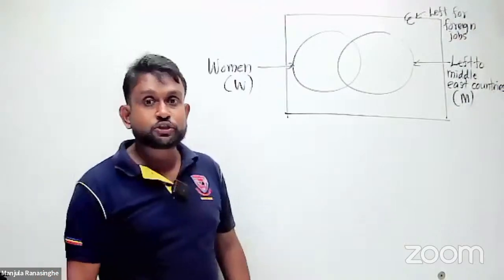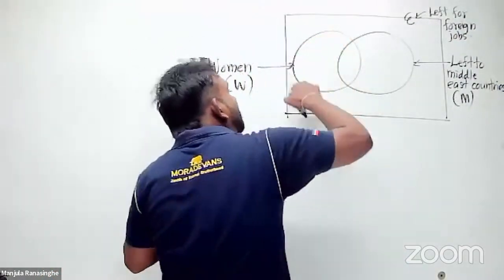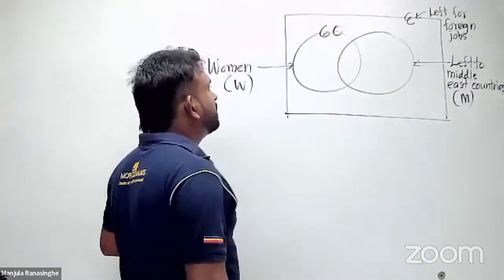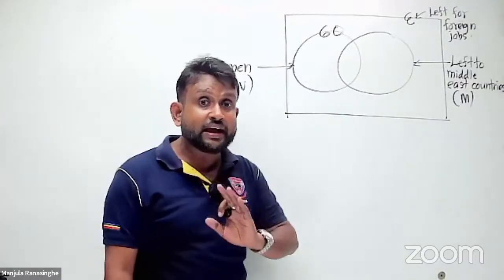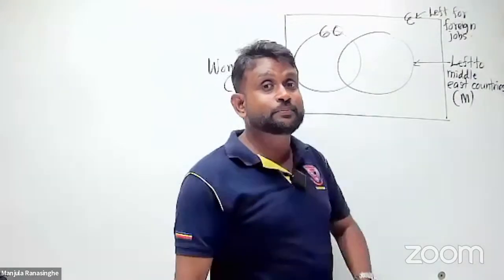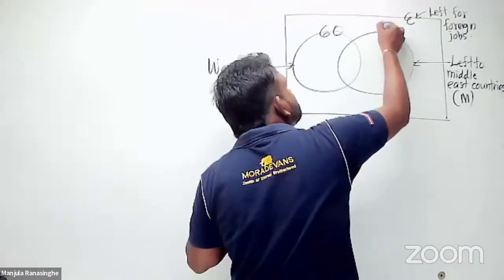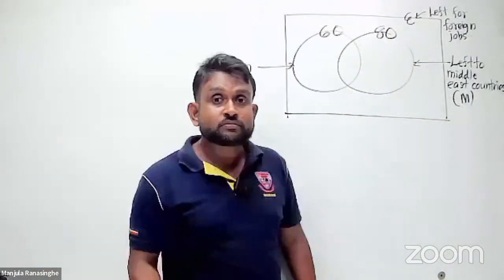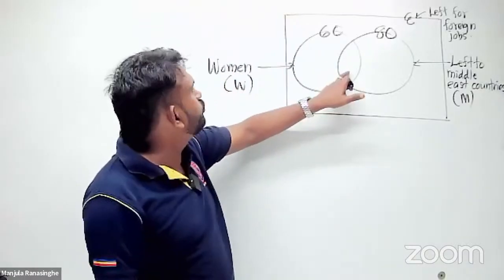Now we will check: 60 laborers are women. So women are 60, which means you write 60 on top of the woman set. Then 80 had left for jobs in the Middle East countries, so on top of that set you write 80. Then 70% of them were women.